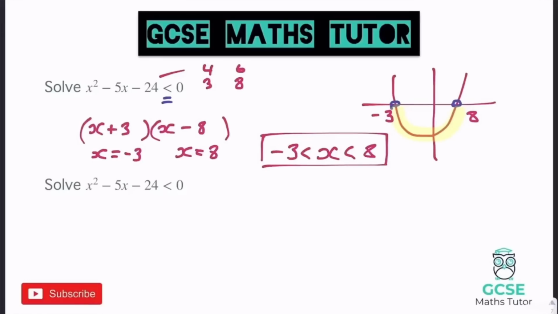Now that would change slightly for this one down the bottom, because I've just realised they're pointing the same way. That wasn't meant to be pointing that way. Let's change that. That's meant to say bigger than 0. Okay, so there we go. Sorry about that. Let's change that. x squared minus 5x minus 24 is bigger than 0.